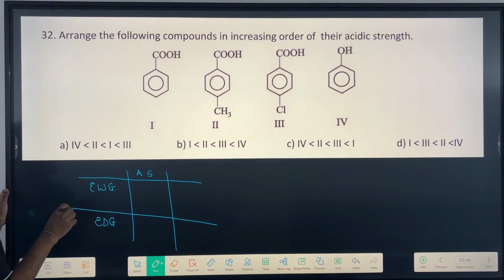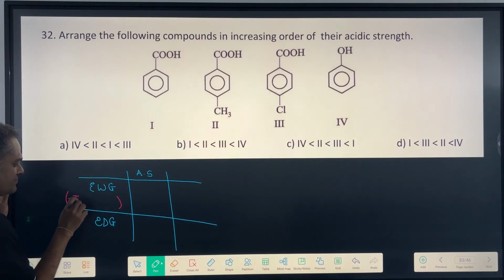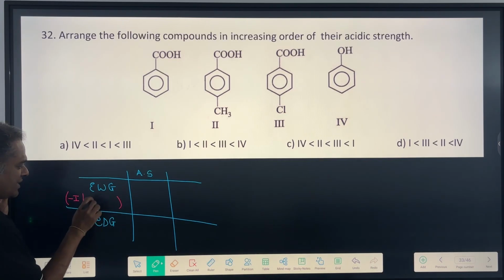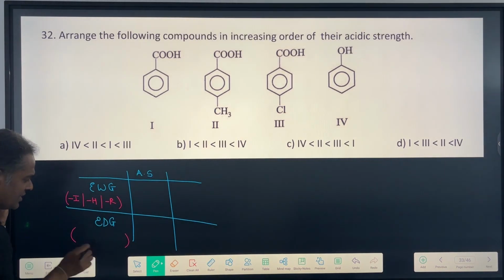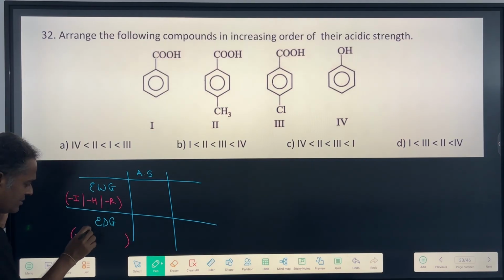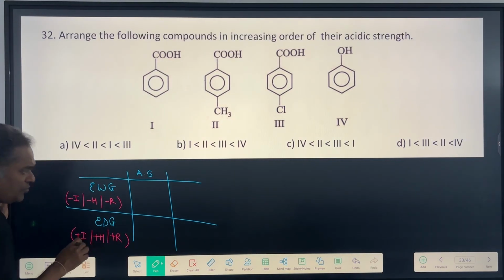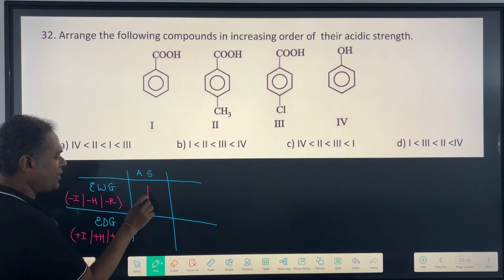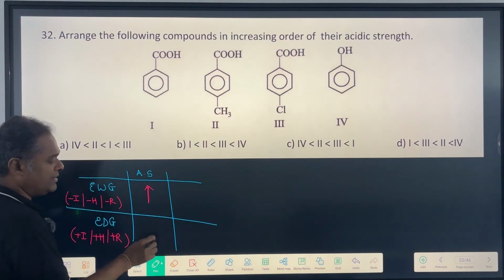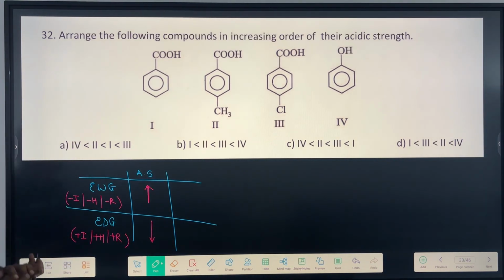Now which are the groups which are electron withdrawing? The ones which show negative effect: minus I, minus H and minus R. Whereas in this case it's plus I, plus H and plus R. So which groups increase the acidic strength? The answer is electron withdrawing group increases and donating group decreases the acidic strength. Now let's do the discussion.